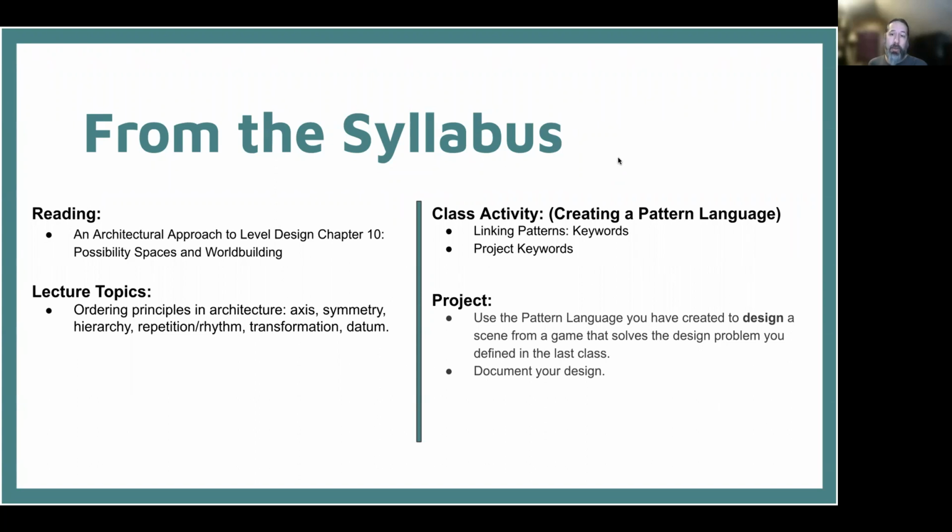In our class activity, we're going to be linking patterns again, and this time specifically working on keywords. You'll be creating those both for your patterns and then in another exercise for your project. And then using those two things to search for more patterns. For your project, you're going to be using the pattern language you've created so far to design a scene for a game that solves the design problem that you defined in class. You won't, again, be beginning your actual in-engine production of that scene. You're just going to be working on design this week and documenting that design.